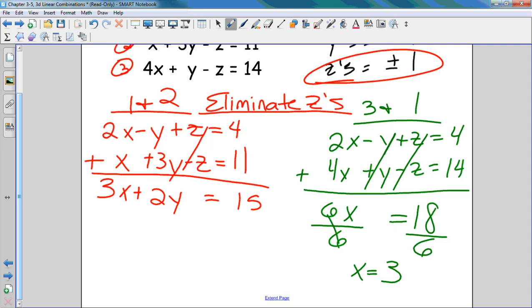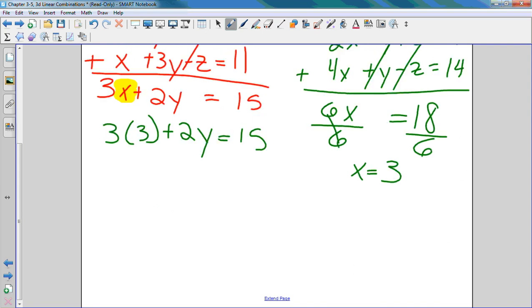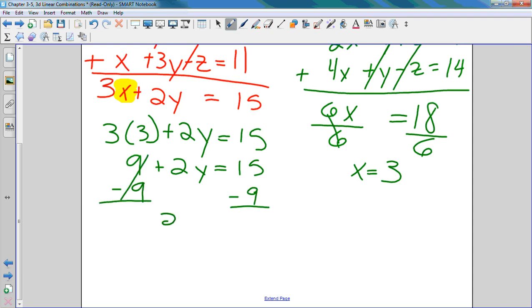Take your x. How would I find y? Plug it in to this equation for x, and then solve for y. So I have 3 times 3 plus 2y equals 15. 9 plus 2y equals 15, minus 9, divided by 2. What does y equal? 3.